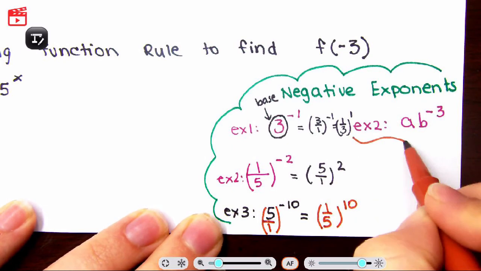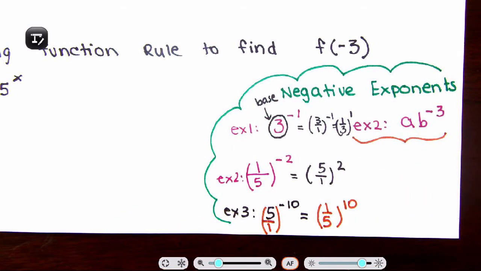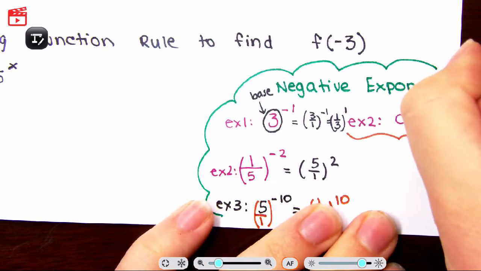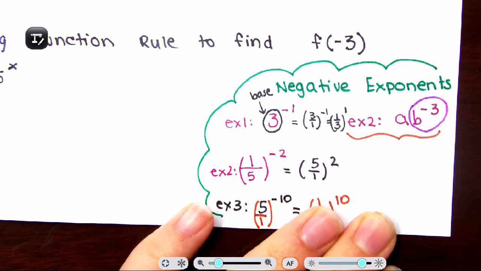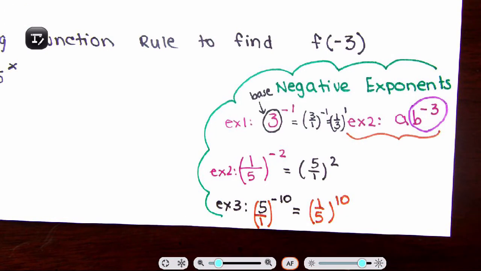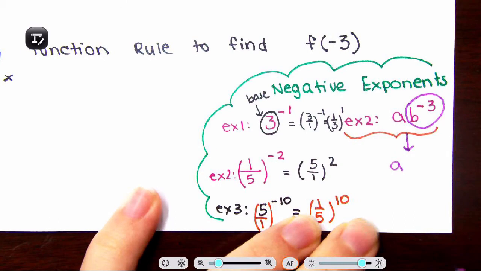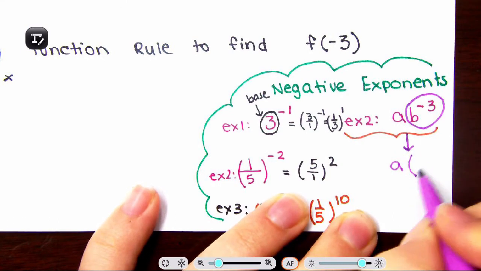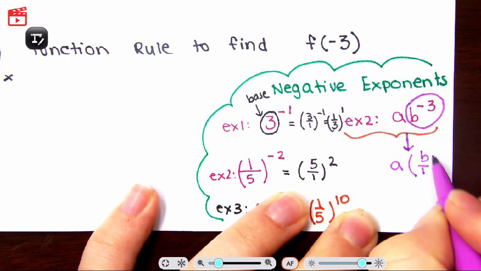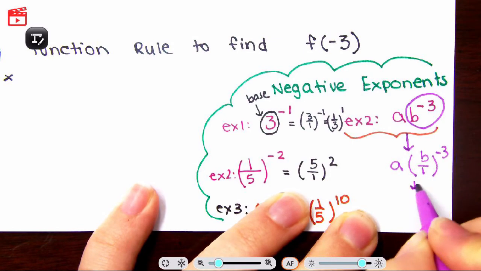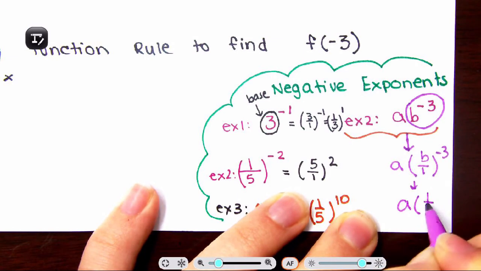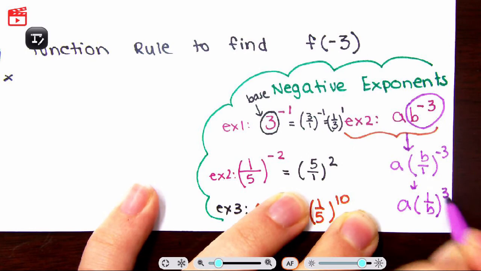In this example, there's A and B, but this is a secret. Mathematicians are lazy. Only B has the -3 as an exponent. So when you're dealing with something like this, the A doesn't do anything. But for the B, you're going to create a fraction, flip the fraction, and remove the negative.